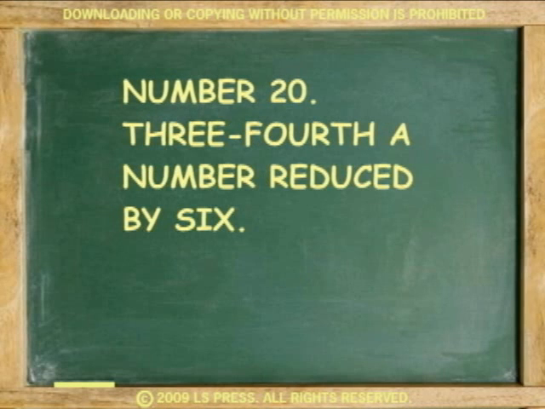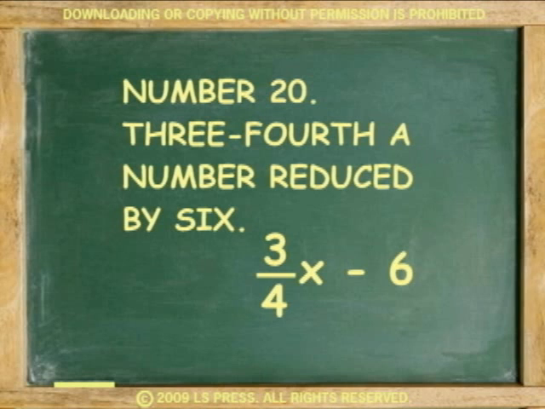Number 20. 3/4 a number reduced by 6. 3/4 is the fraction 3 over 4. Of a number is 3 over 4 times x. We then reduce it by 6. 3 over 4 x minus 6.